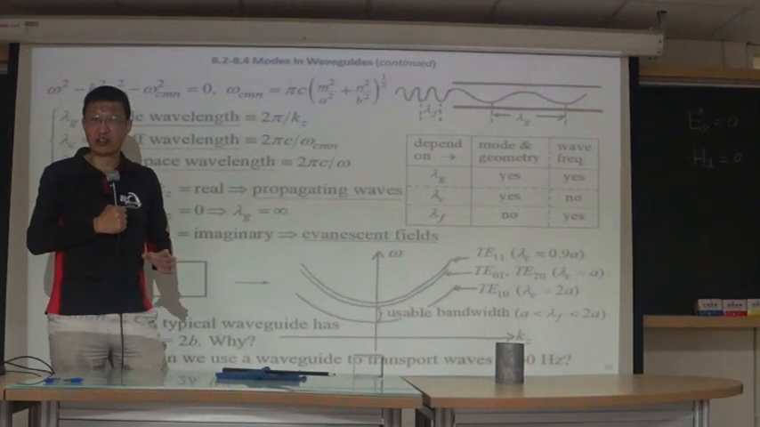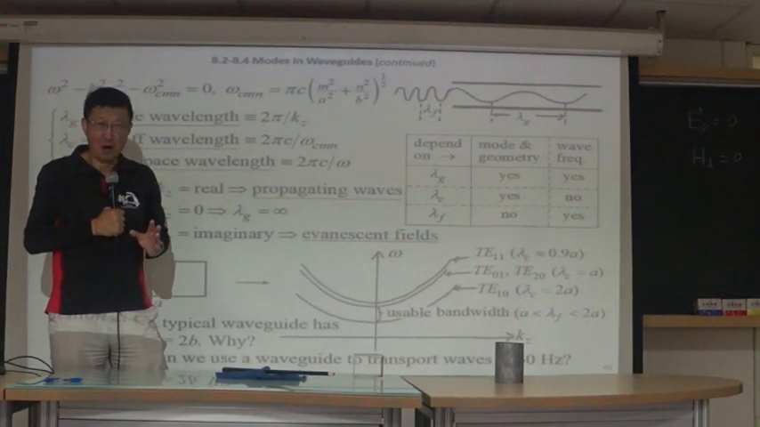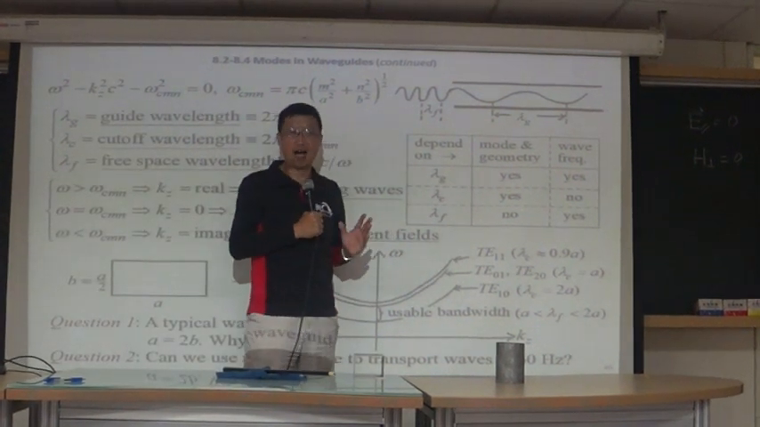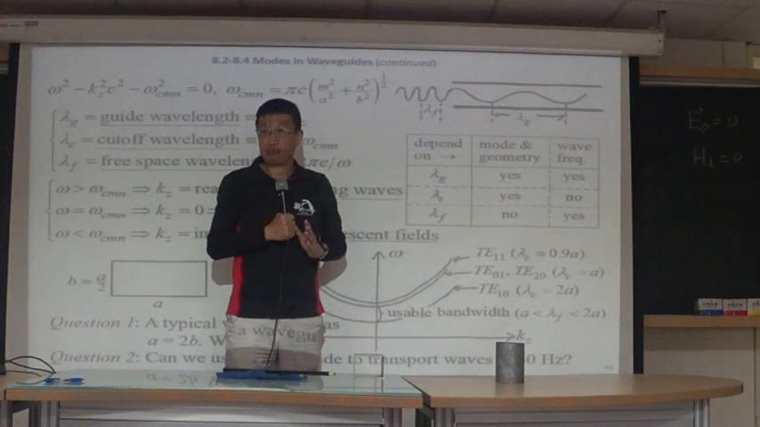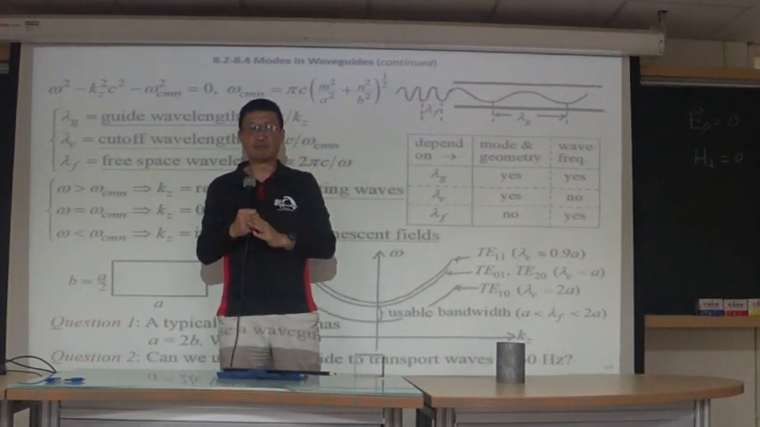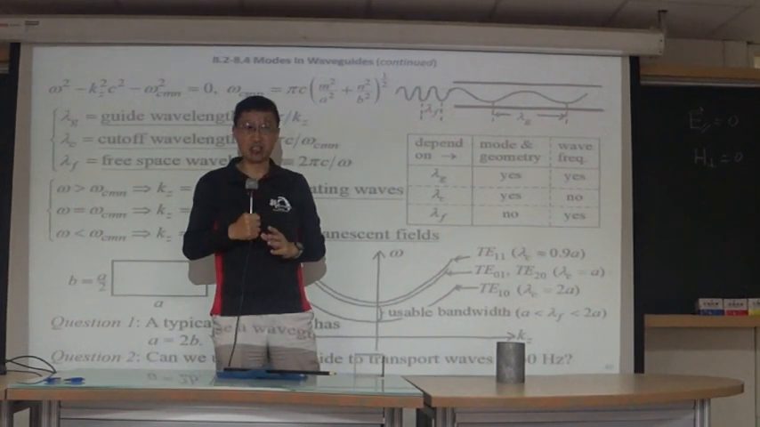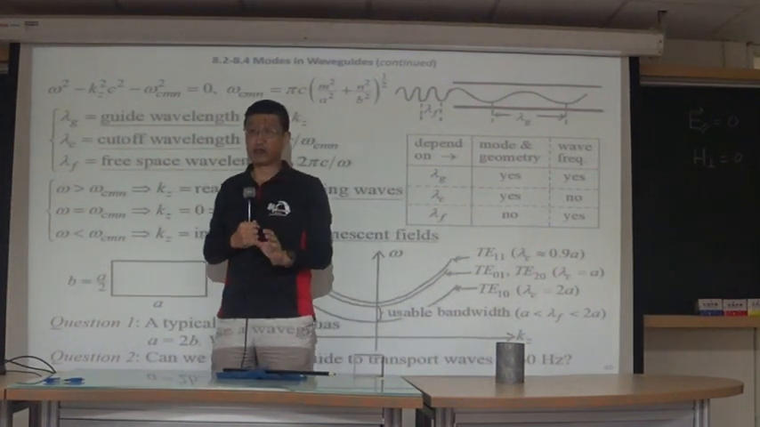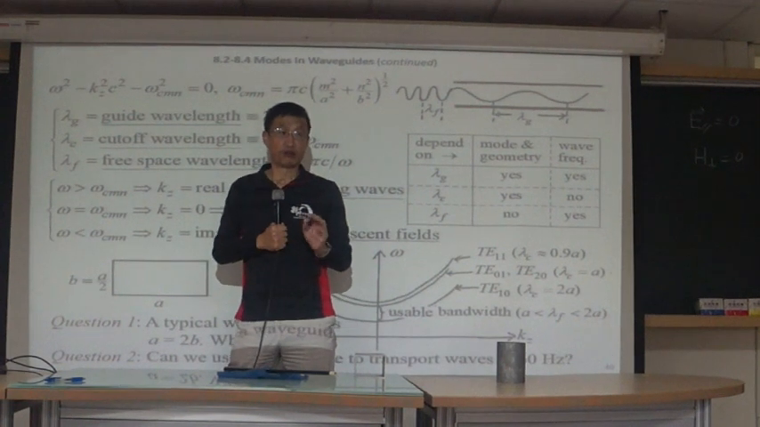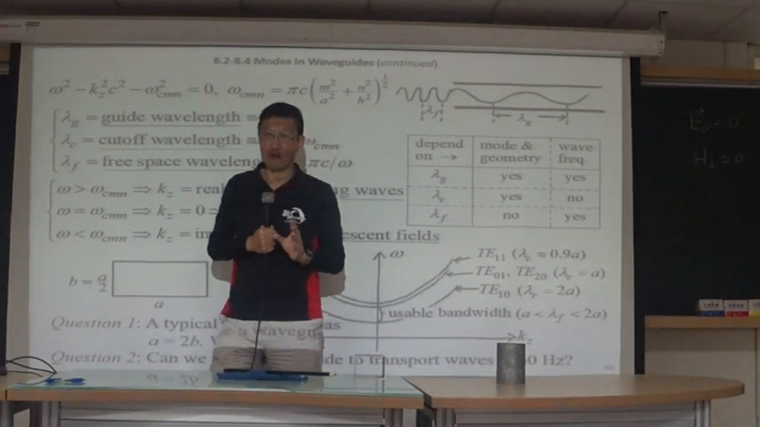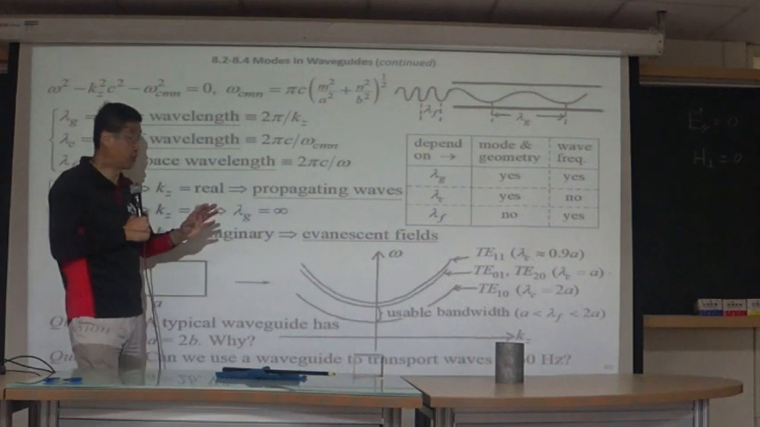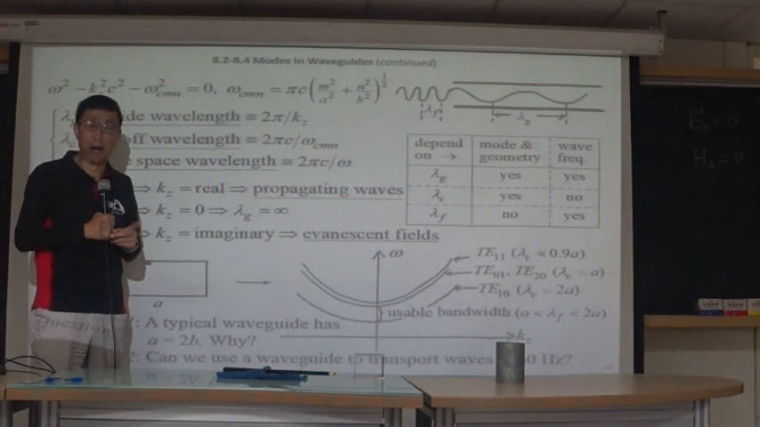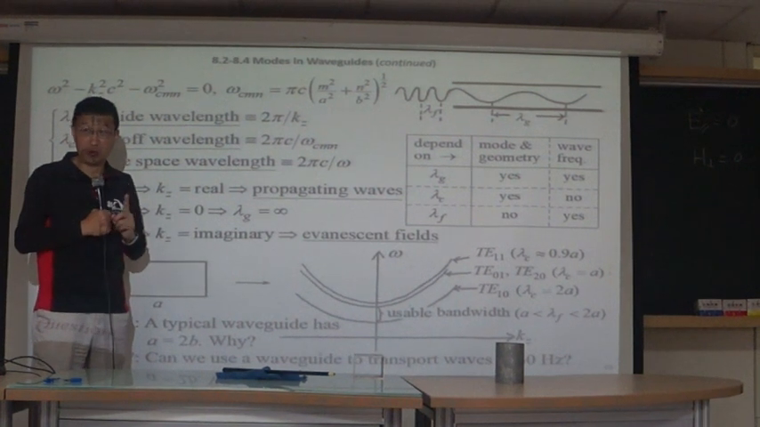Jackson, Griffiths, actually f denotes frequency. Omega is angular frequency. But angular frequency is too long, so people just express angular frequency with frequency only. So be careful, be careful. When you see something that differs by 2 pi, remember to divide it by 2 pi. Remember to do that.